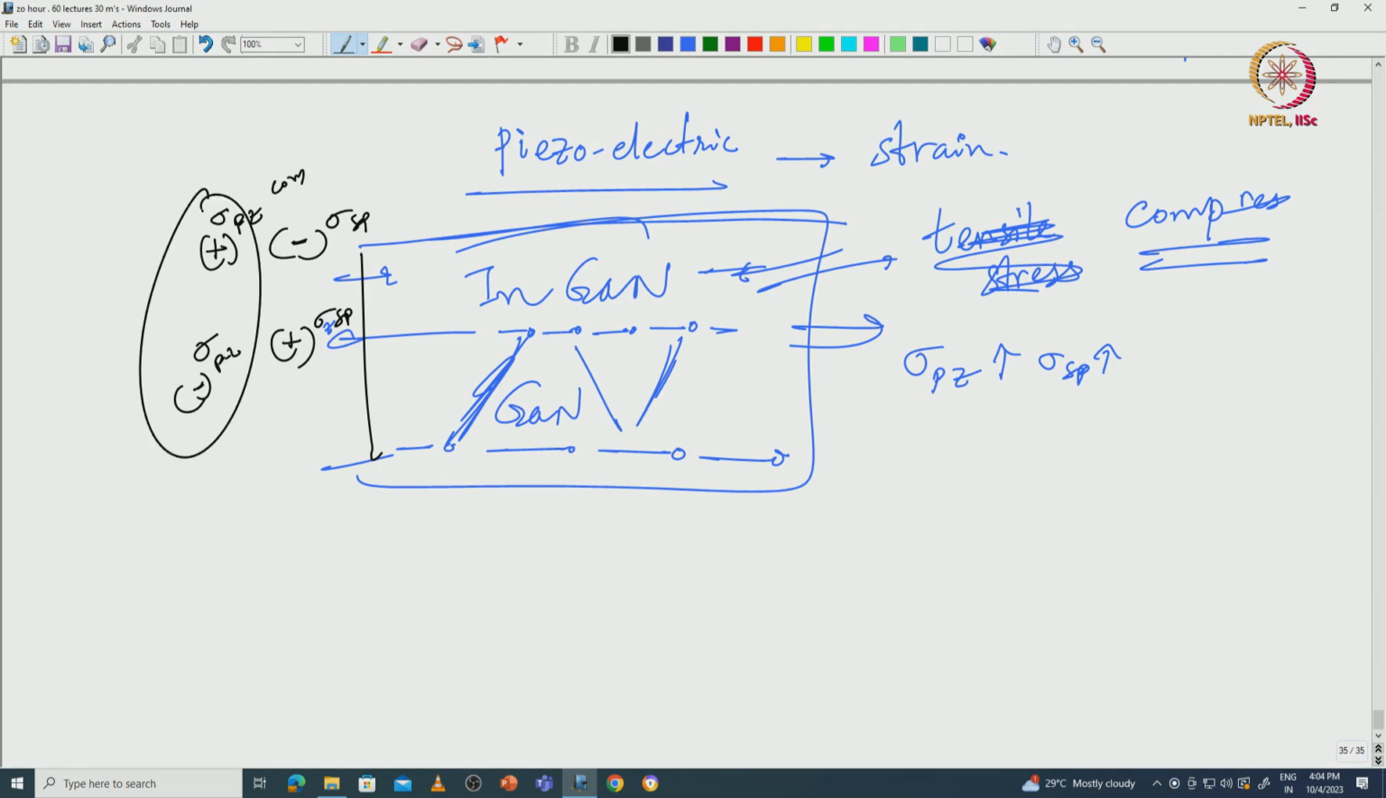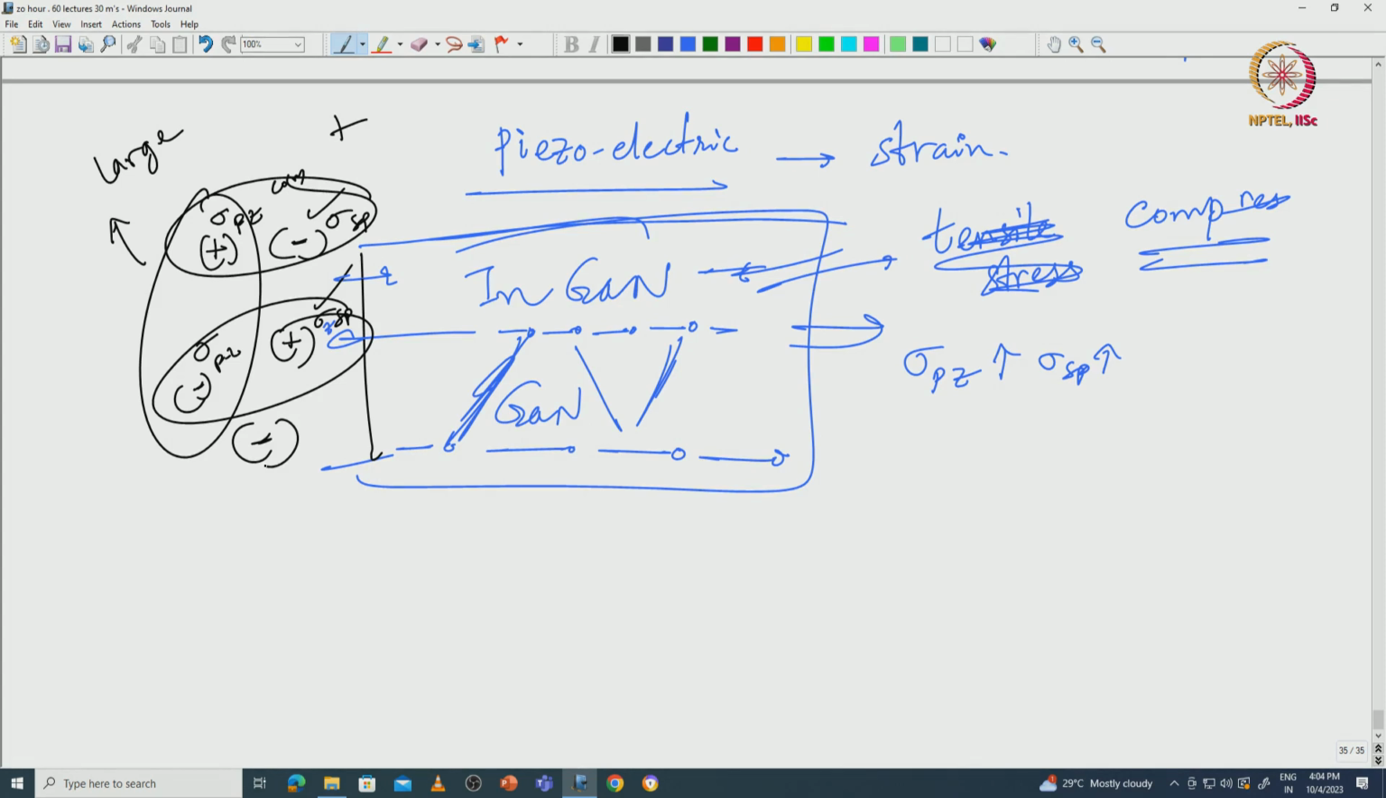However, this value would be very large, much larger than this. So it would overwhelmingly make it positive and overwhelmingly make it negative. In the case of AlGaN/GaN, the top is overwhelmingly negative and the bottom is positive. In the case of InGaN it would be opposite. So this is about compressive strain and tensile stress.